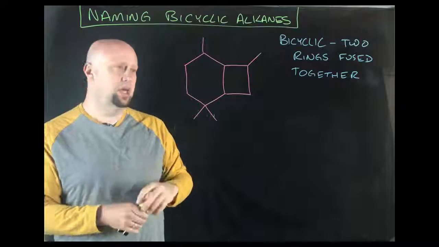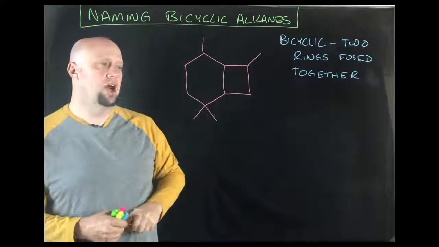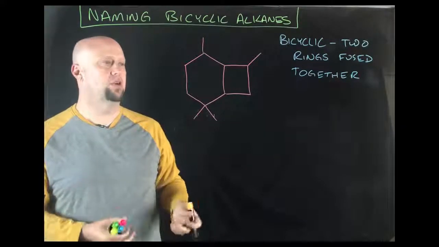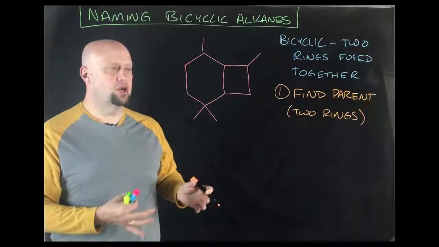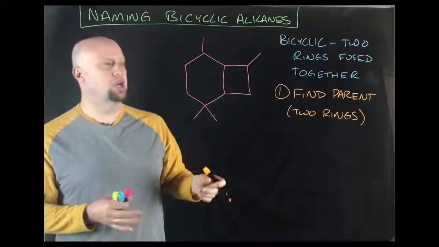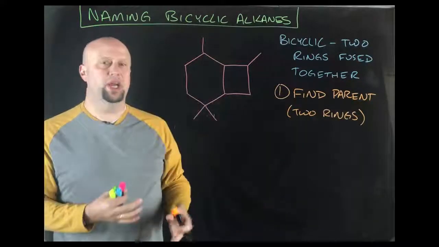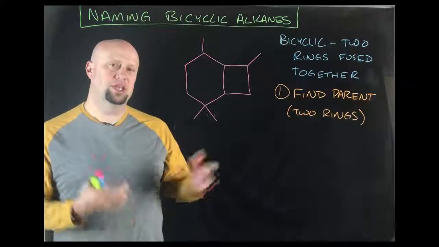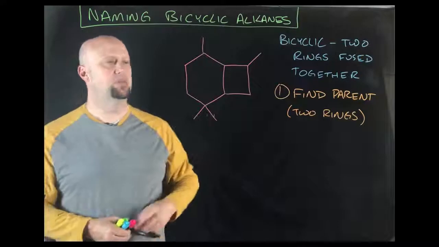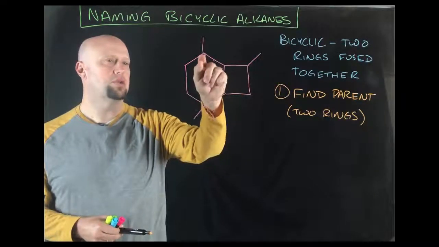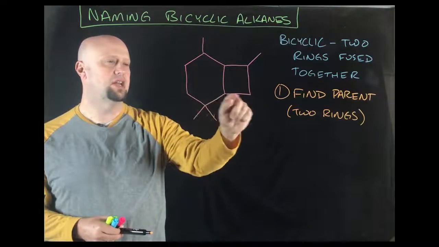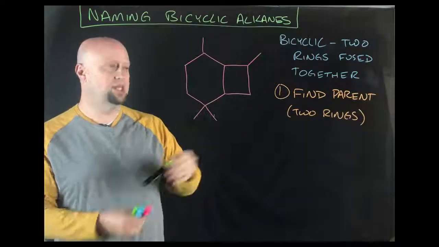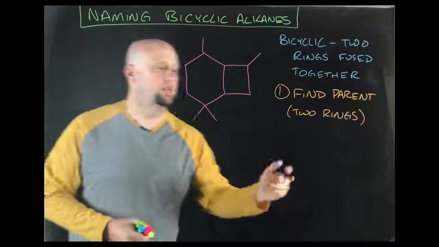So we're going to jump in, and the first thing that we're going to do is find the parent chain. That's what we've been doing all along for alkanes. What's going to be a little bit different is that in the bicyclic structure, the parent is the two rings. So you count up the number of carbons in your two rings, and that gives you your base name. So we've got 1, 2, 3, 4, 5, 6, 7, 8 carbons in this ring, and so I know that the base of my name is going to be octane.